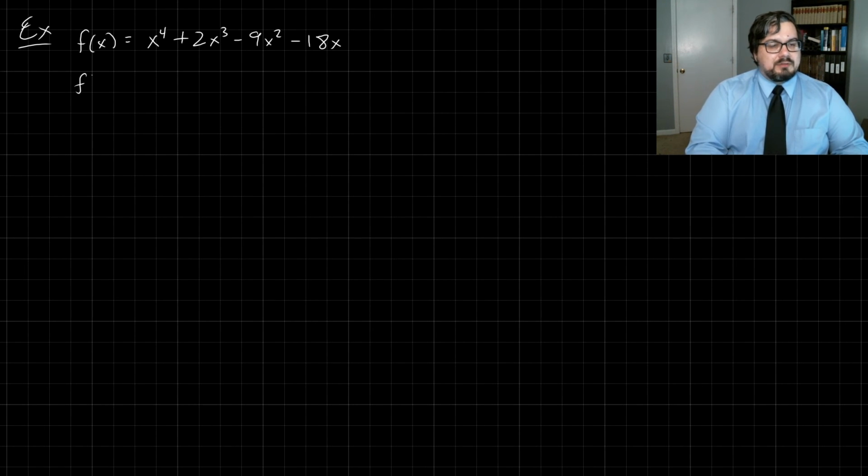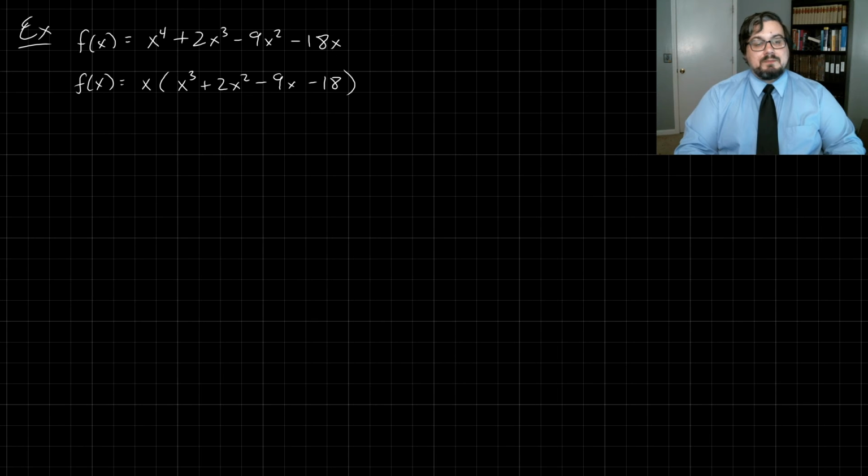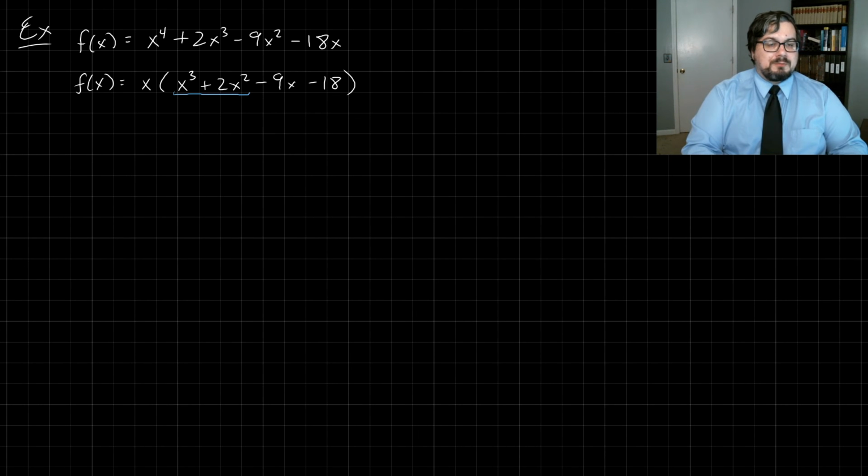So let's go ahead and try to do that here. So first of all, we notice we do have a common factor of x. So we get x times (x cubed plus 2x squared minus 9x minus 18). We want to continue factoring. Now for the degree 3 polynomial term there, one trick that you can often use, which sometimes works with polynomials with 4 terms, is factoring by grouping.